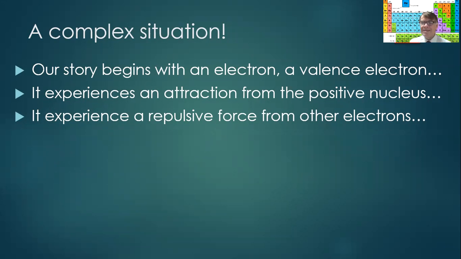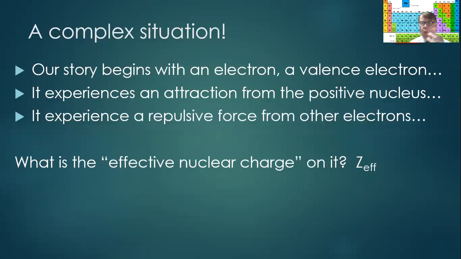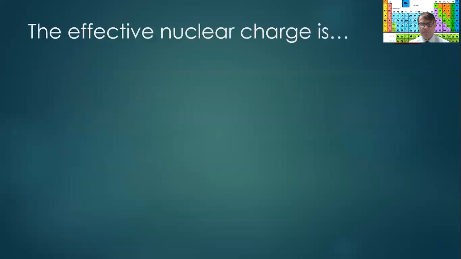And so what is the bottom line electric charge that ye old electron is experiencing? What is the effective nuclear charge on a valence electron? Or, I mean, it doesn't have to be a valence electron. We can ask, what is the effective nuclear charge on any electron? The symbol for that is going to be Z effective, Zeff. Eff stands for effective, and Z stands for the charge coming from the nucleus. Z is the positive charge coming from the nucleus.